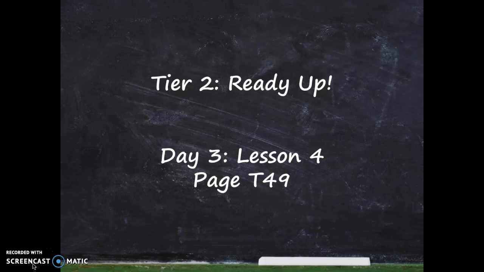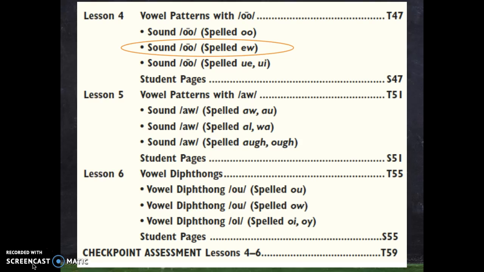So, learning guides, you are going to need to be on teachers page 49, and students are going to need student page 49, the practice page, in front of them. So all week we have been working on vowel patterns that make the OO sound. Today we are specifically going to be working on the vowel sound OO that is spelled EW. So only words that are spelled EW that make that OO sound.